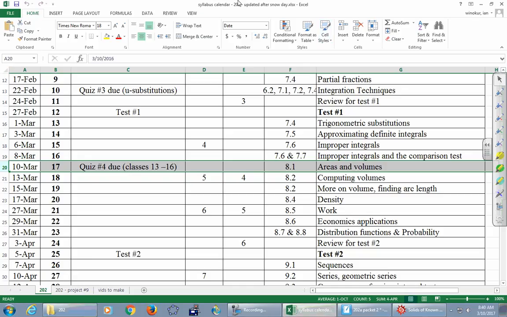Today, March the 10th, quiz number 4 is due, so throw it right in the folder right now in whatever state it is in.